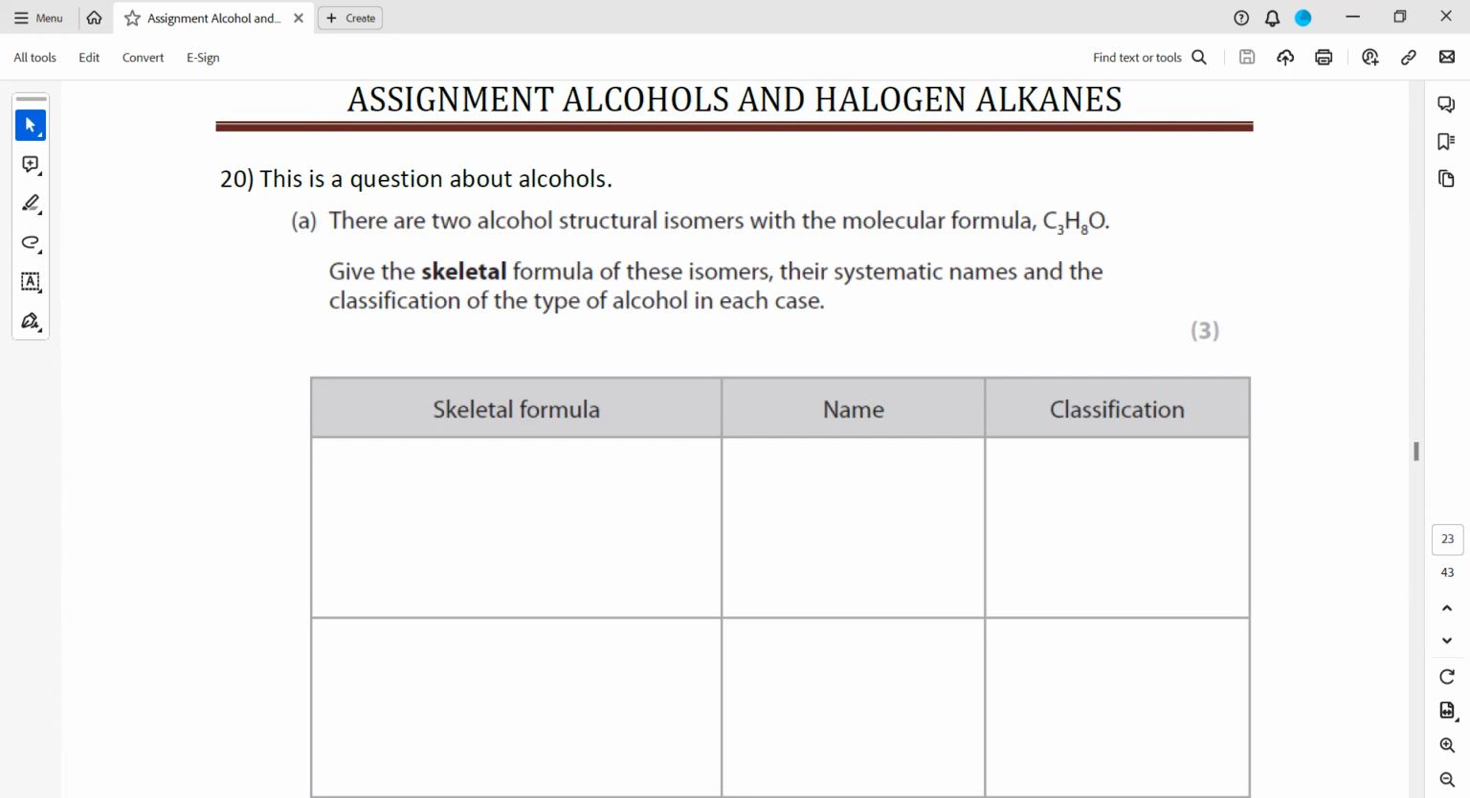So we have to draw a skeletal formula of these isomers, their systematic names, and the classification, like whether it is a primary alcohol or a secondary alcohol, or it can be a tertiary alcohol. So three carbon atoms are there. We have three carbon atoms, 1, 2, 3, and then it's an alcohol, so OH might be attached to the first one. If the OH is attached to the first one, because of three carbon atoms, we can use the prefix prop.